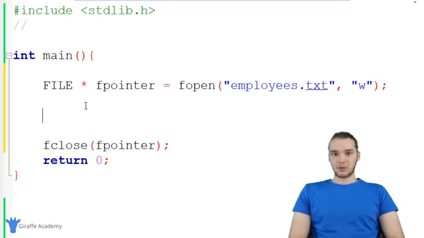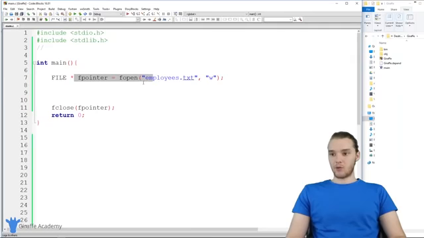And what I want to do is I actually want to write some information to this file. But actually, let me just show you guys really quick what's happening here. Without doing anything else, just using this line right here, when I run my program, a new file called employees.txt is going to get created.